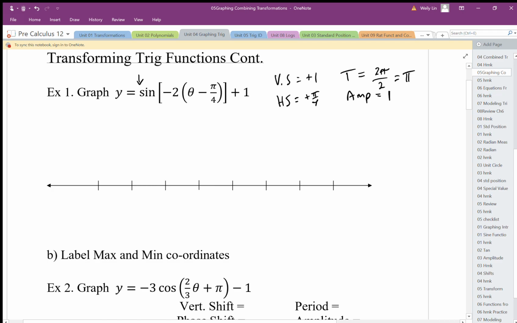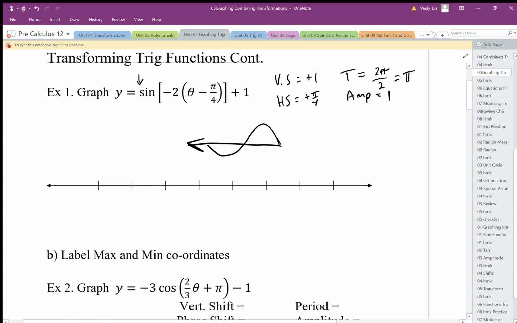Okay, so how does this horizontal flip affect the graph? Well, there's two ways we can look at it. One way is, we can say that normally we graph the sine graph in this direction. Okay, it looks like that. But we could also think of it as a horizontal flip, graphing in this direction, and graph it like that. Okay, so that's one way we can think of it.